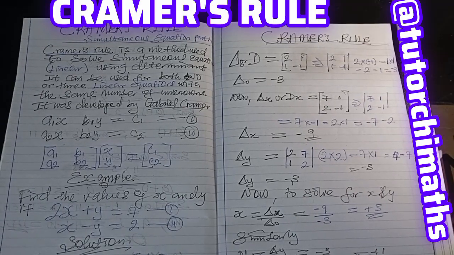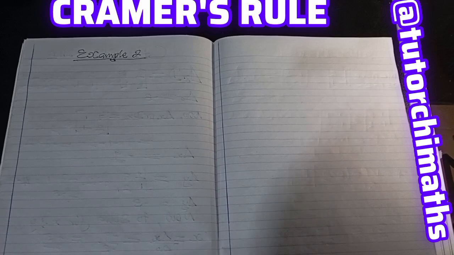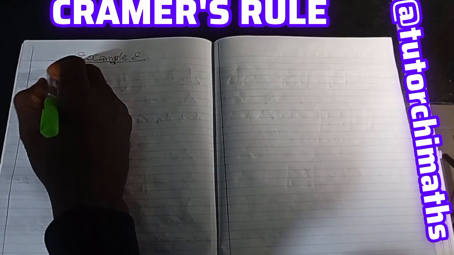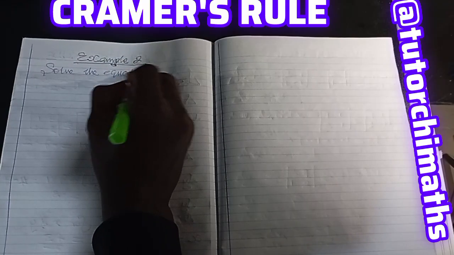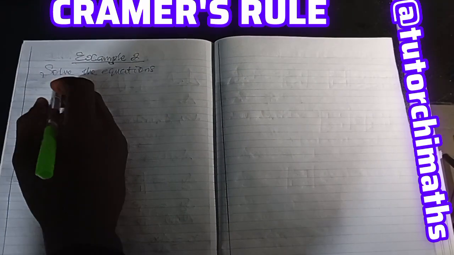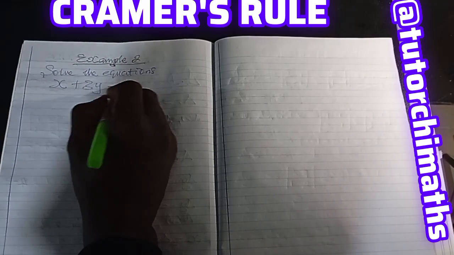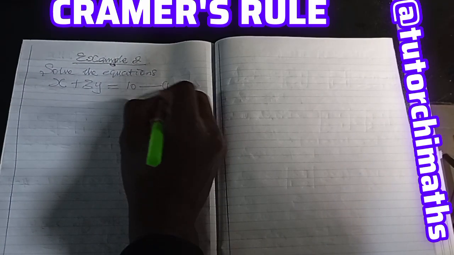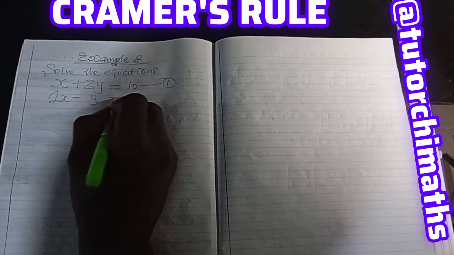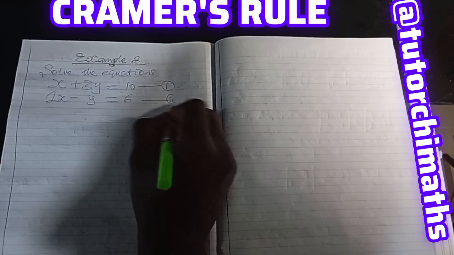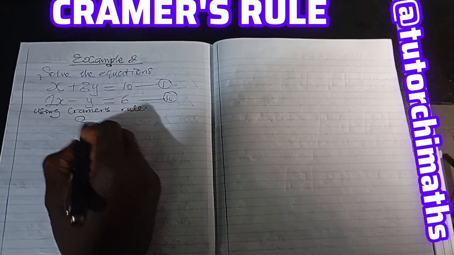Now, let's solve example 2. Okay, example 2, solve the equations. I have here x plus 3y equals to 10. This is equation 1. And equation 2 is 2x minus y is equals to 6. This is equation 2. Cramer's rule. Okay. Solution.